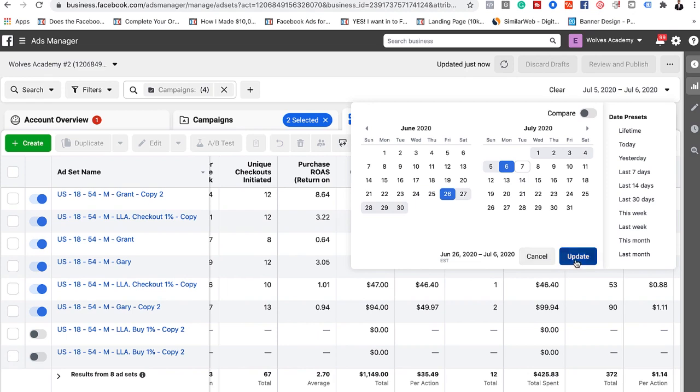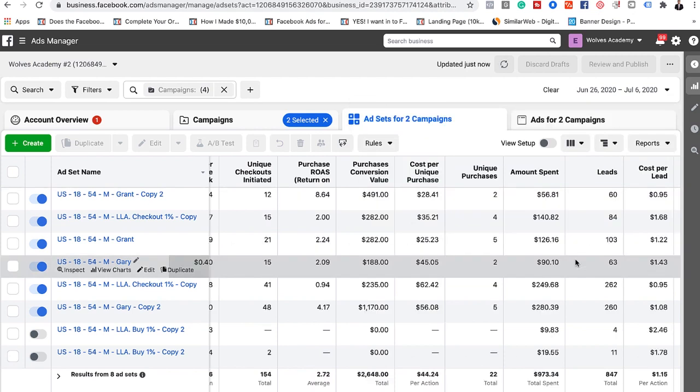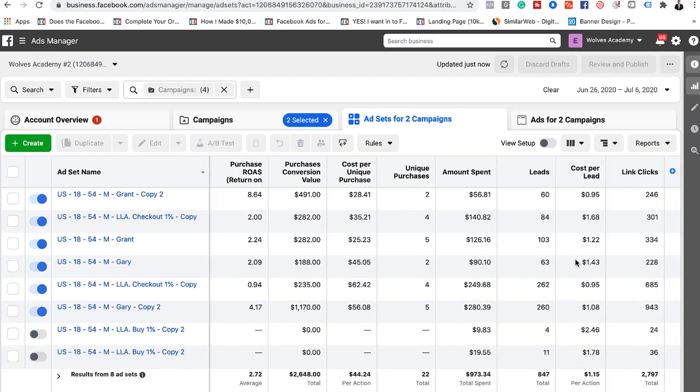And if you ever got to cut off audiences, cut off ad sets, cut off campaigns, doesn't matter. Just look at the data and make data-driven decisions.